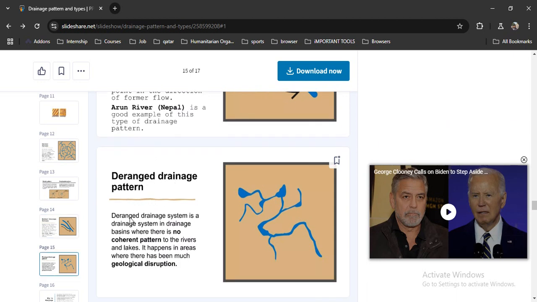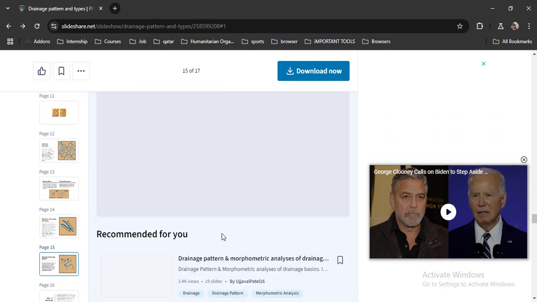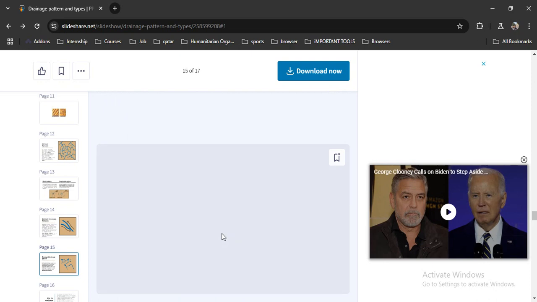Deranged drainage pattern. A deranged drainage system is a drainage system in a drainage basin where there is no coherent pattern to rivers and lakes. It happens in areas where there has been much geological disruption. Does it have more?